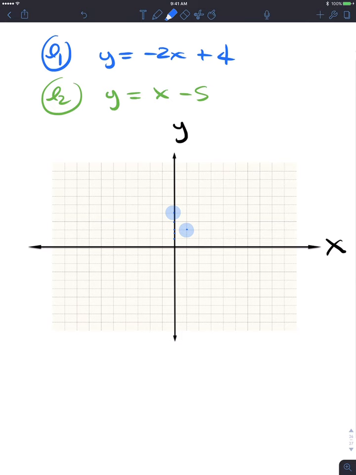Now again, we have strict inequalities. We'll have a dotted line here. Let's be a little more careful. It's a little bit difficult here.